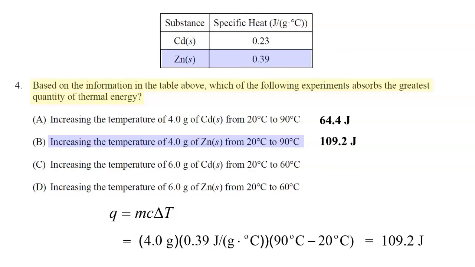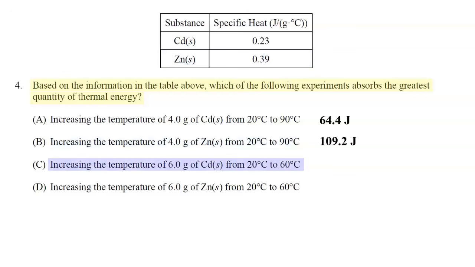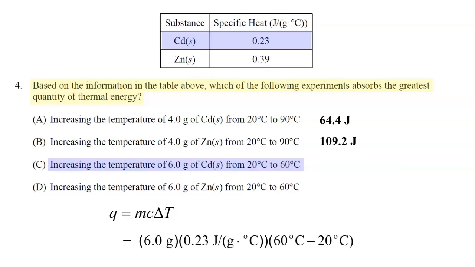Moving on to choice C, we have a different mass, so now it's 6 grams. This is cadmium, so it's going to be 0.23 for the specific heat capacity, and the delta T is from 20 to 60. That's a difference of 40 degrees Celsius. So it will be 6 times 0.23 times 40, and the amount of thermal energy in this case would be 55.2 joules.